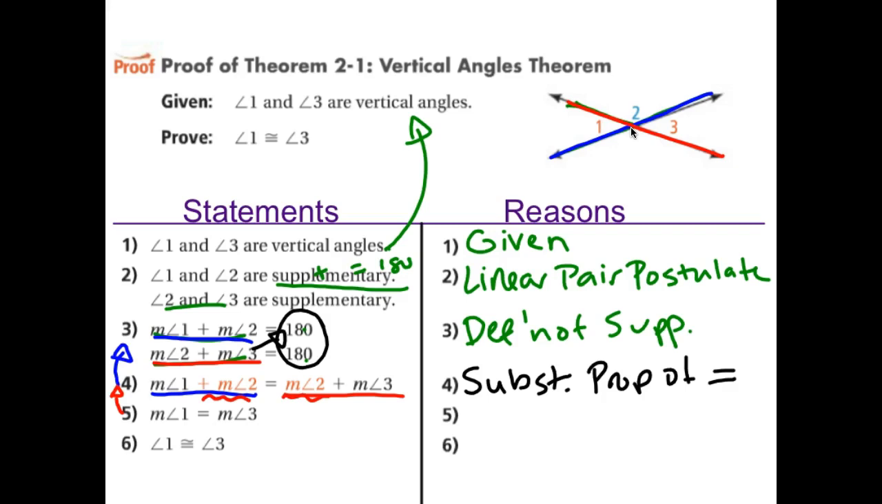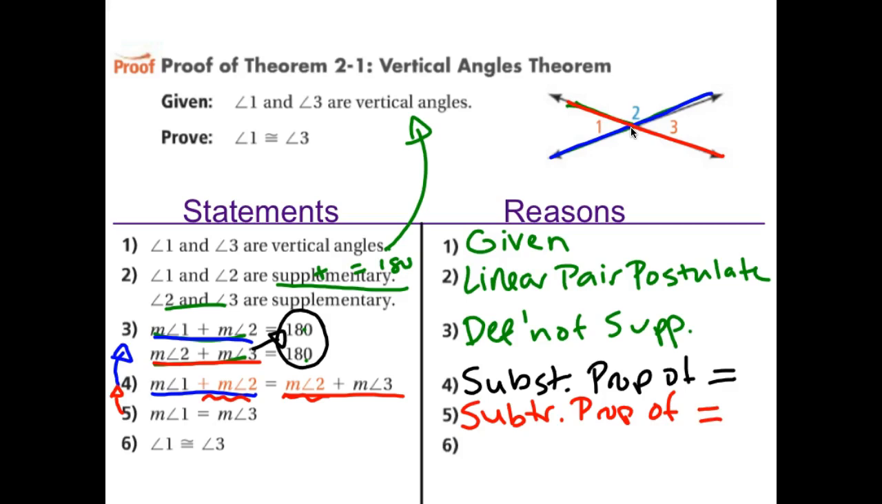And so if you think about in an equation, if you wanted to get rid of that 2, you would subtract it from both sides. Well, that's exactly what they're doing. If they can subtract it off, they get exactly what they wanted: the measure of angle 1 equals the measure of angle 3.